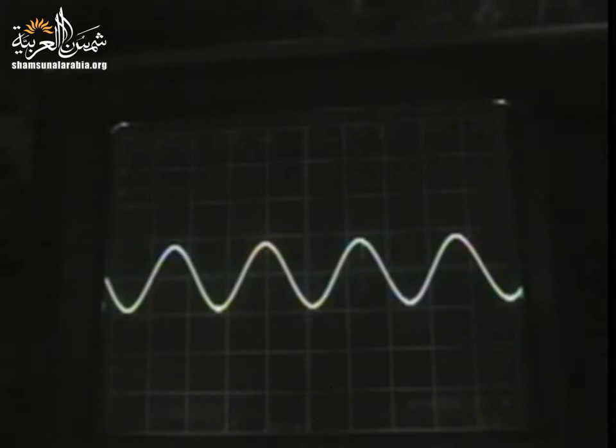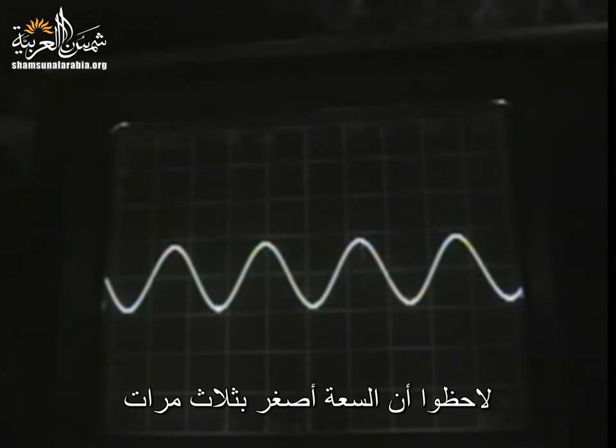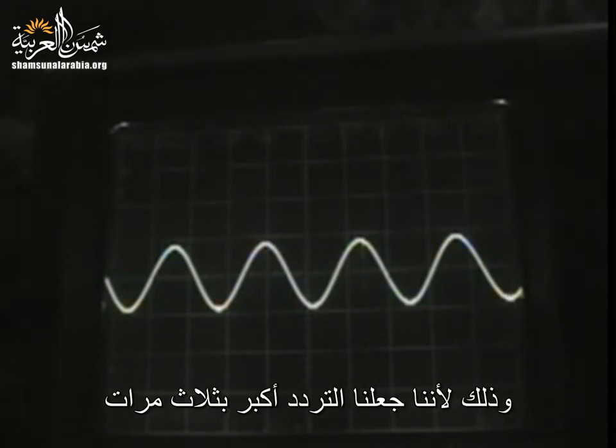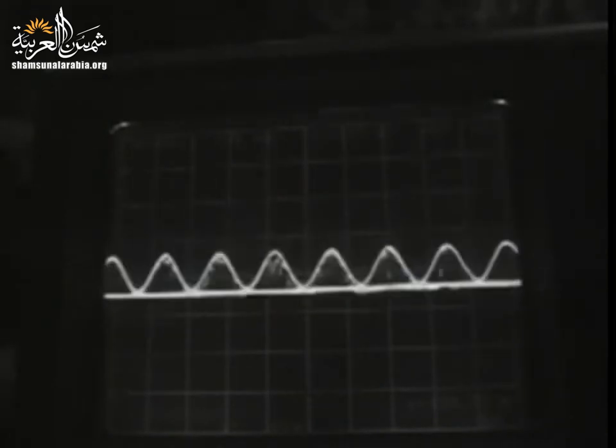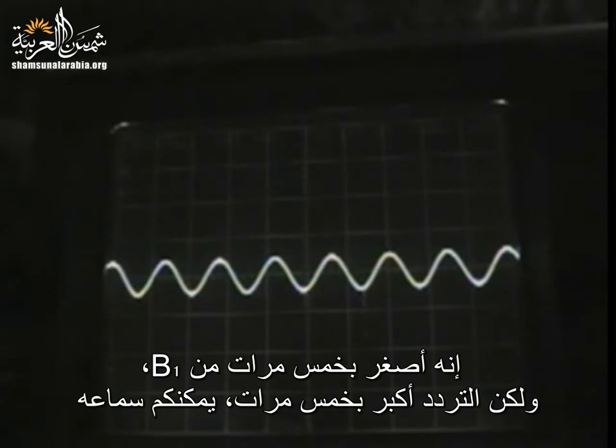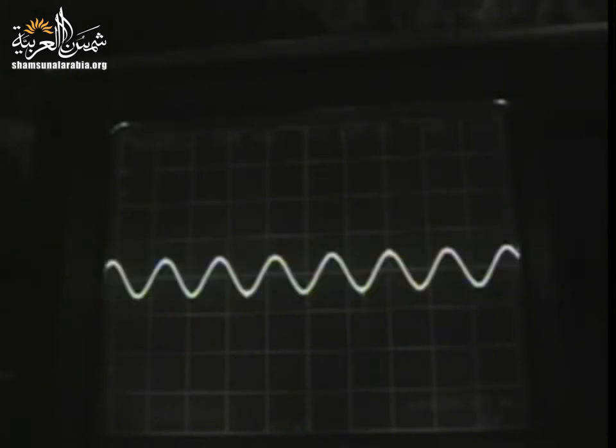Now I'm going to show you the B3. Notice, it is 3 times smaller in amplitude. That's the way we set it. It has a 3 times higher frequency. And now I'm going to show you B5, which is 5 times smaller than B1. And the frequency, of course, is 5 times higher. You can hear it. There it is.